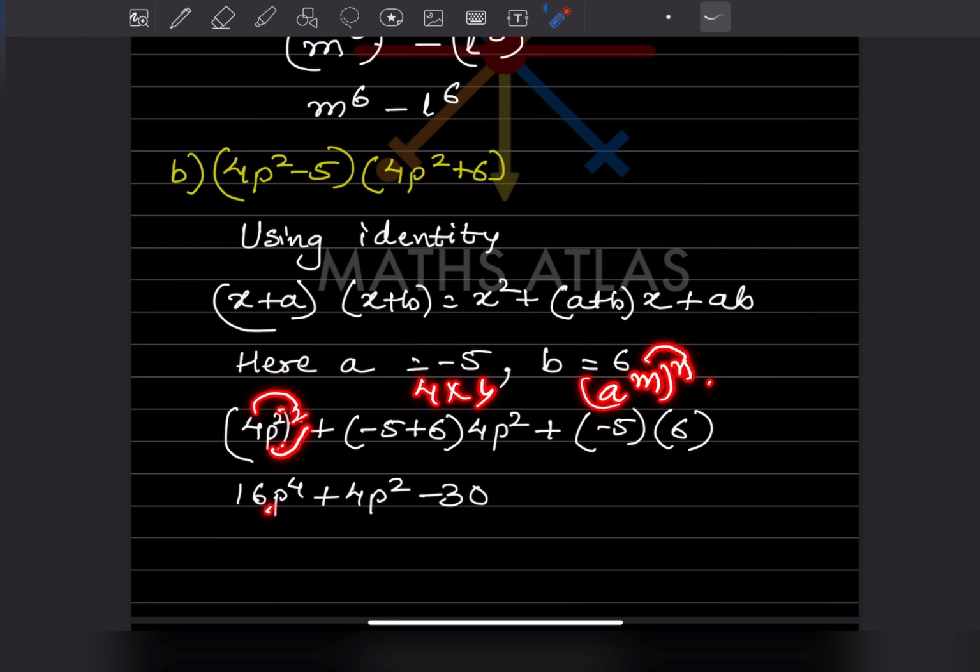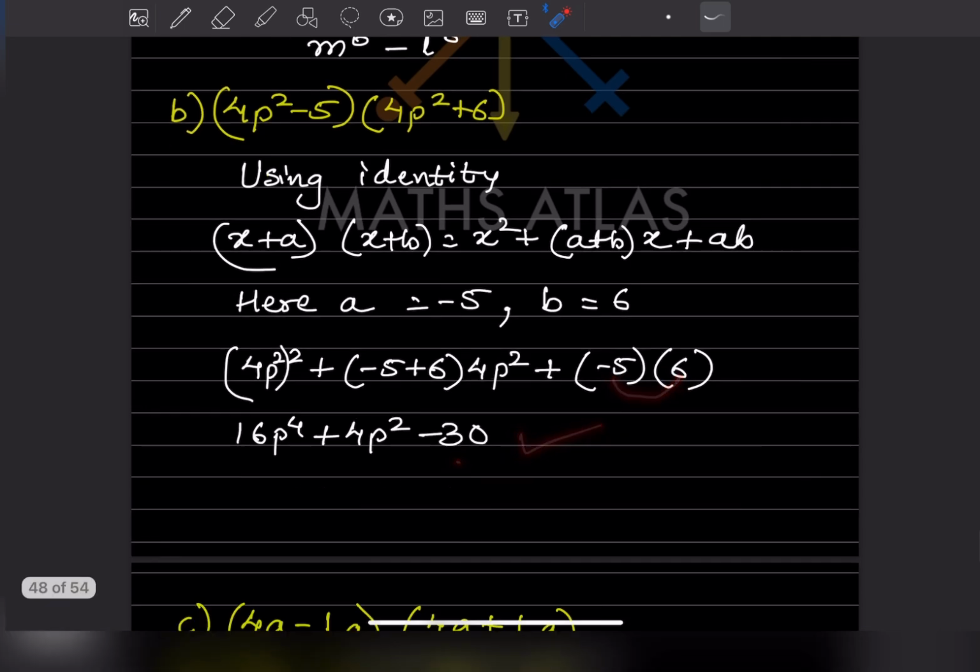This will be a raised to mn. You have to multiply the exponents here. So here that is going to be p raised to 4. And here minus 5 plus 6 means that is just going to be 1. So you can just write here 4p square. 1 into 4p square means 4p square. And this you are going to multiply, that will be minus 30. So this is the answer.